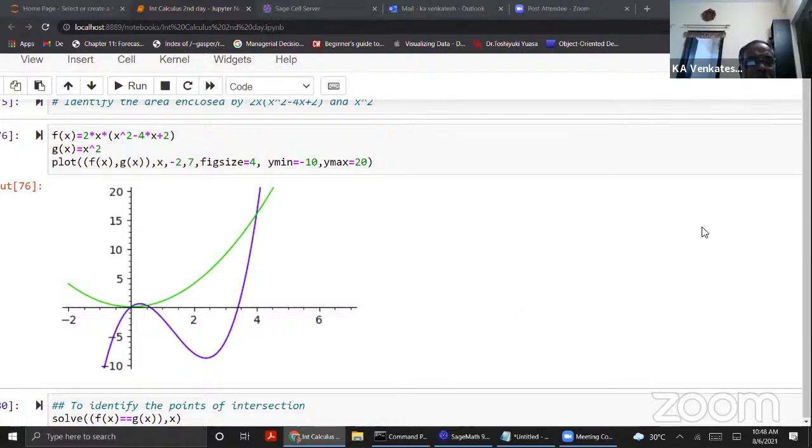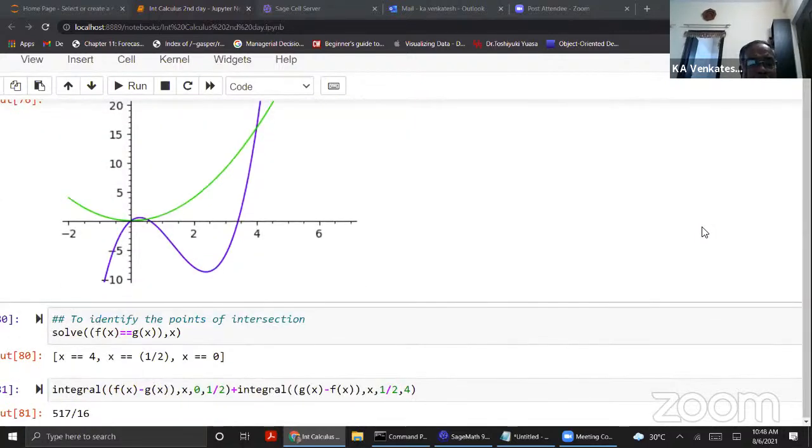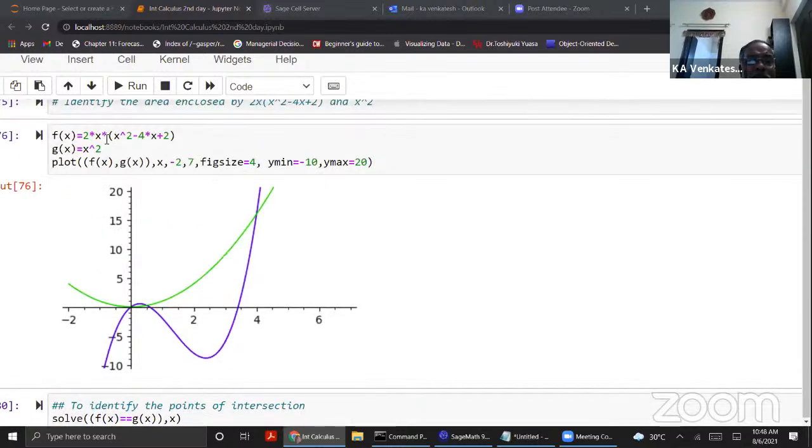Hope you have done it. So now the points of intersection are x equal to 0, x equal to 1 by 2, and x equal to 4, if you can see directly. Now what we have to do is see which is the topmost one, so accordingly we have to play around with this one. So f of x is 2x times x squared, obviously the parabolic one, the green one.